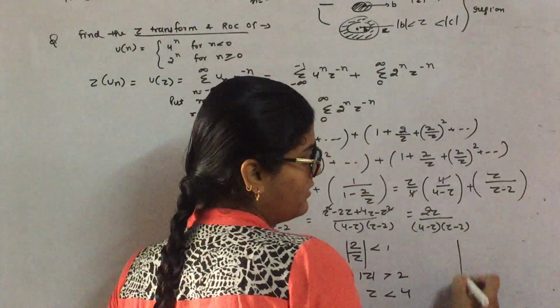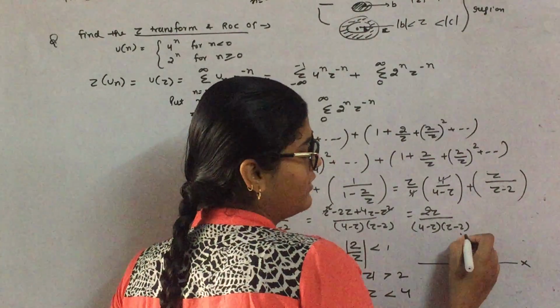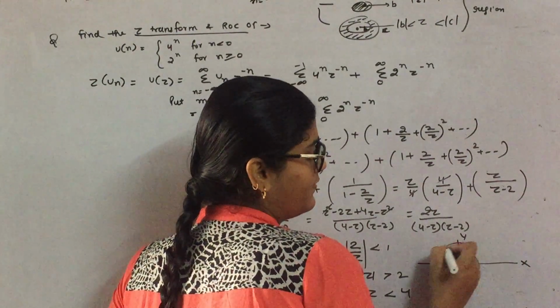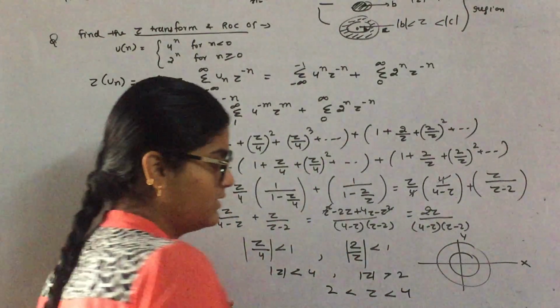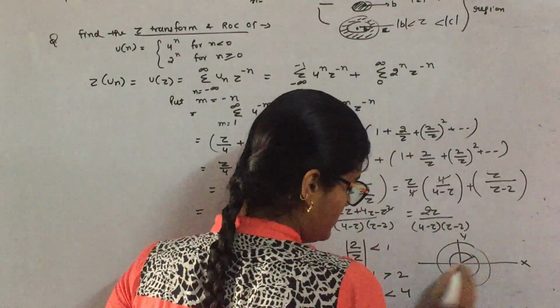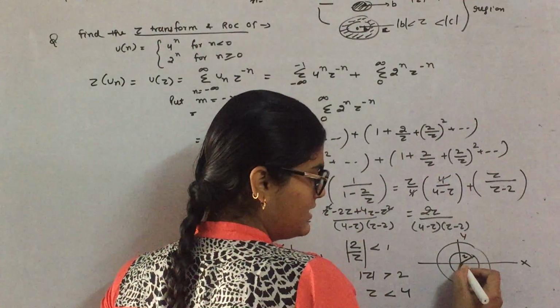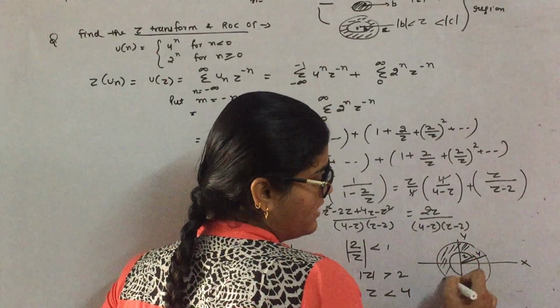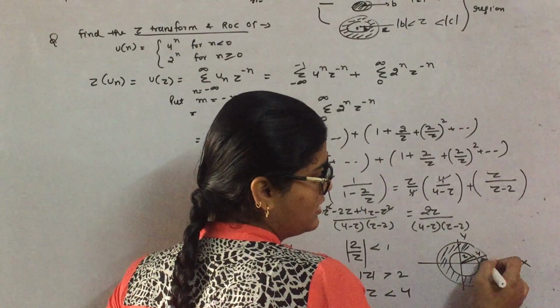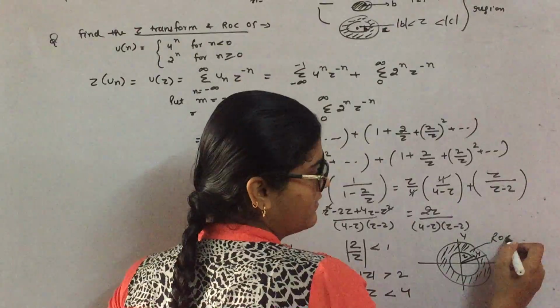How can you show it? You have to plot a graph for it. Two concentric circles: one of radius 2 and the other of radius 4. This is your shaded area, where you can find the region of convergence for this graph.